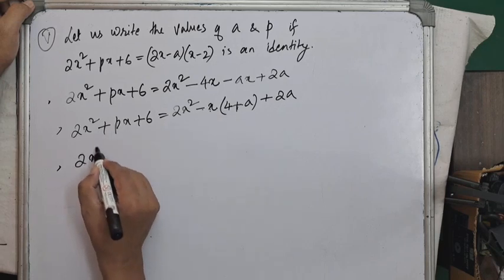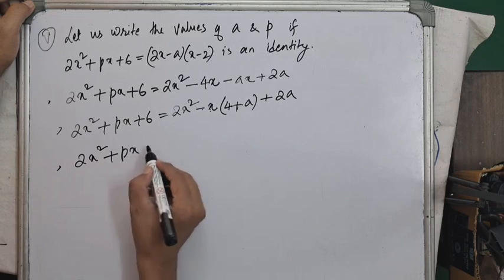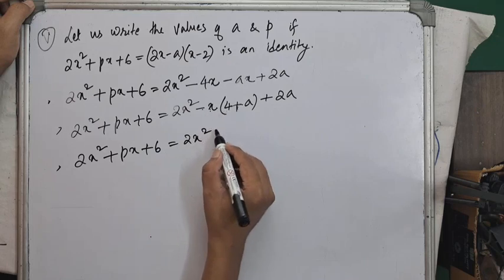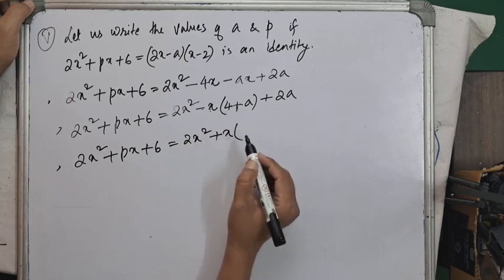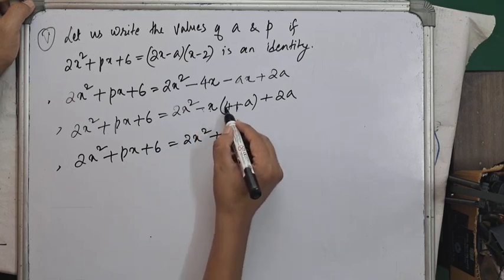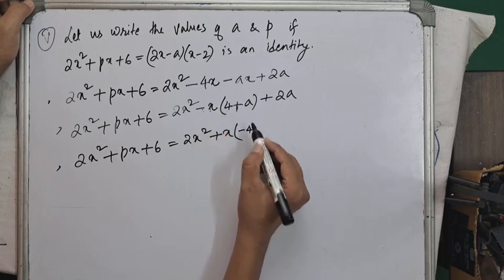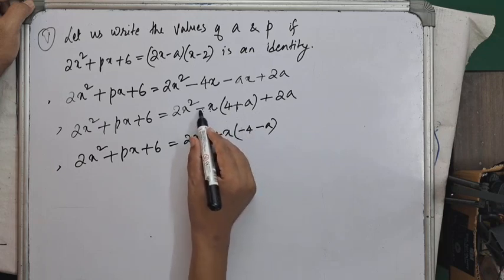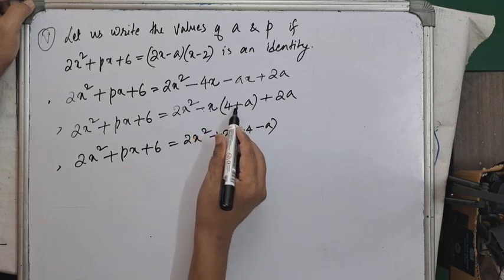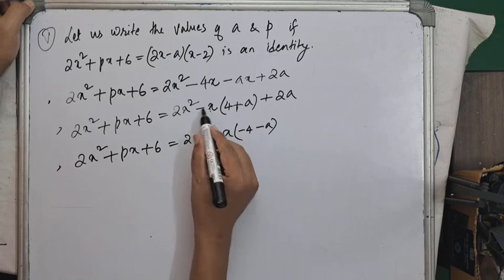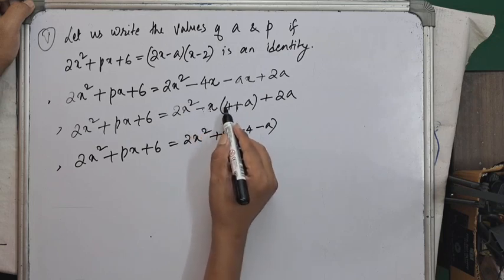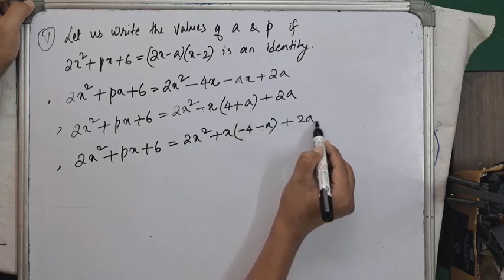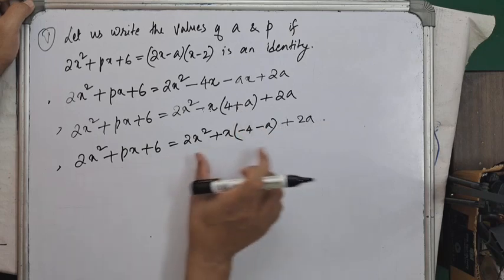Plus px, we have minus, so let's put this minus inside. 2x square plus px plus 6 equal to 2x square. We take this minus inside, so we write plus x here. This plus 4 will become minus 4 and plus a will become minus a. I'm putting this minus sign inside this bracket. This minus x will become plus x, plus 4 will become minus 4, plus a will become minus a, plus 2a. Now we have same left hand side and right hand side, isn't it?